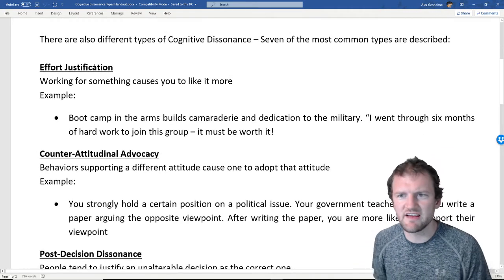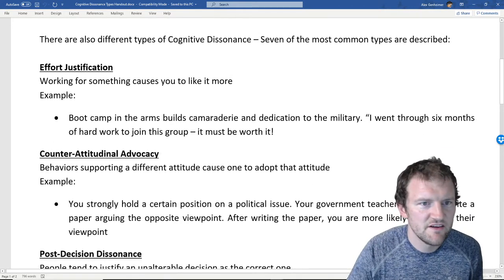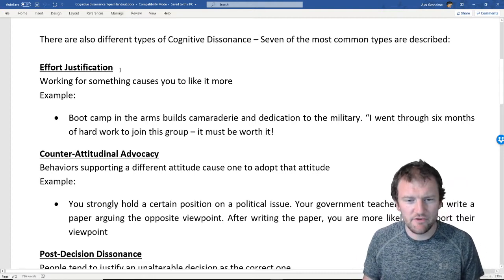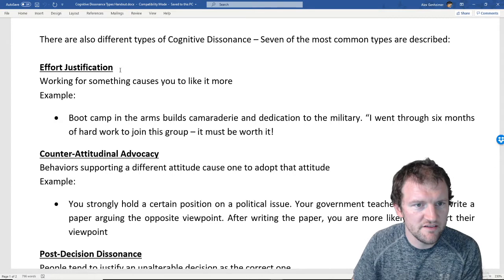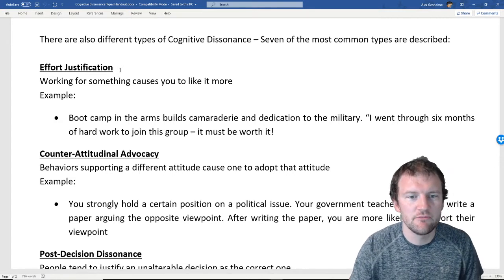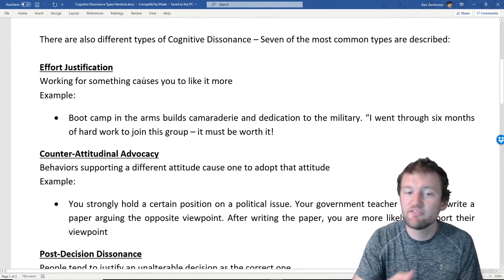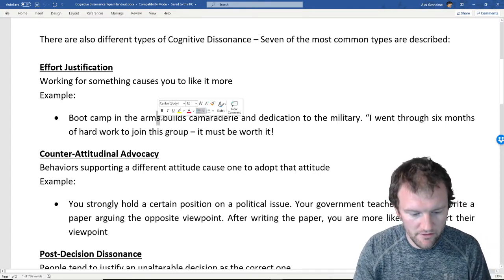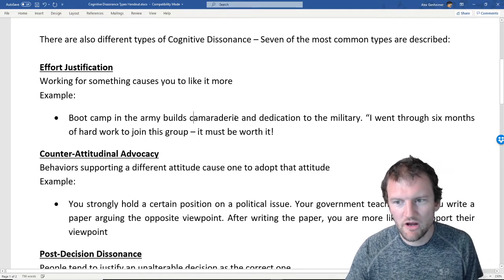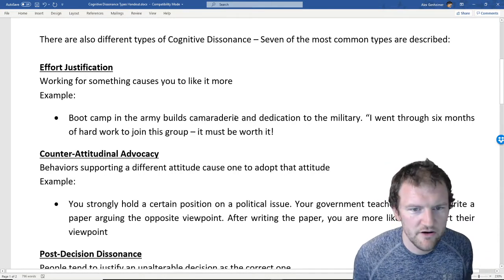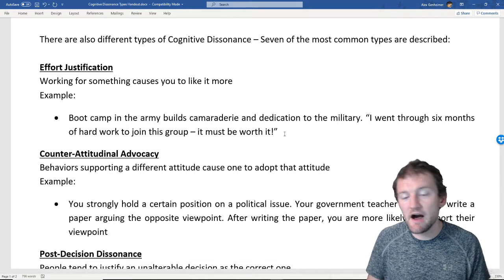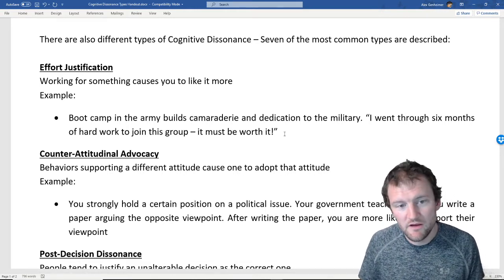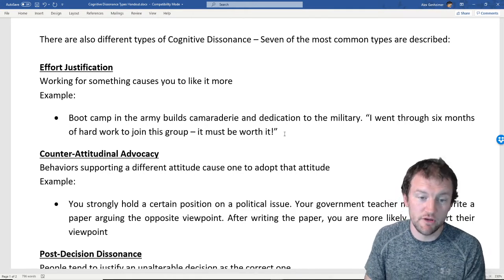So let's go over the specific types of cognitive dissonance, starting with effort justification. Effort justification is working for something causes you to like it more. The example given on the page is boot camp in the army builds camaraderie and dedication to the military. I went through 6 months of hard work to join this group. Must be worth it. Obviously, the purpose of the army is to train you for combat, and that's the primary function of boot camp.